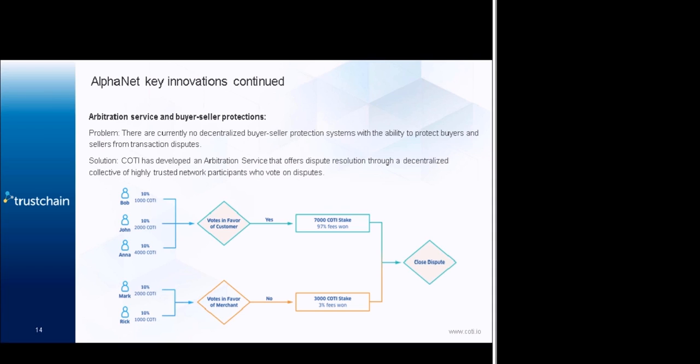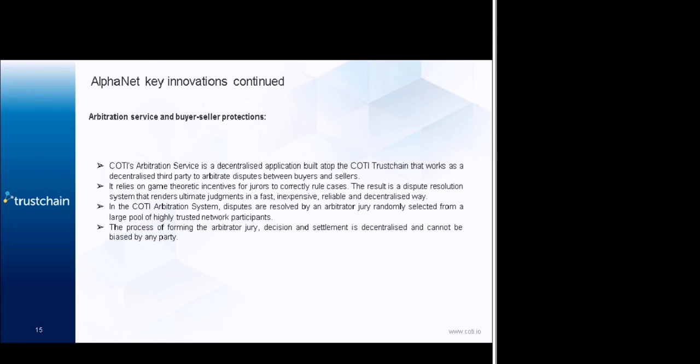So in COTI, we have developed an arbitration service that offers dispute resolution through a decentralized collective of highly trusted network participants who vote and dispute on cases. The arbitration system is basically a decentralized application built atop the COTI Trustchain protocol and infrastructure. It relies on game theoretic incentive for jurors to correctly rule cases. Arbitrator jury is selected from a large pool of highly trusted network participants, and the process of forming the arbitration jury, getting to a decision and settlement is decentralized and cannot be biased by any party.